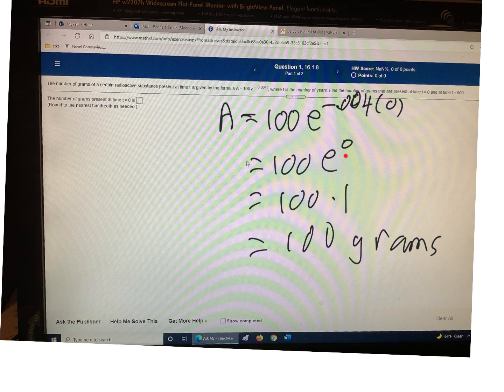Well, anything to the 0 power, you could check this on your calculator, but anything to the 0 power is 1. And so you're starting, the answer is 100, and it's in grams. And so this part, when you put in 0, always comes out to 1. And so this number here is always the starting amount when you have this type of formula. Hope that helps.